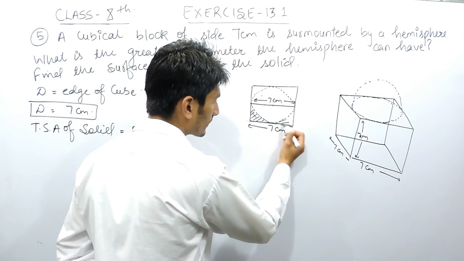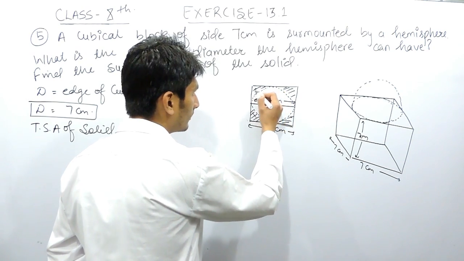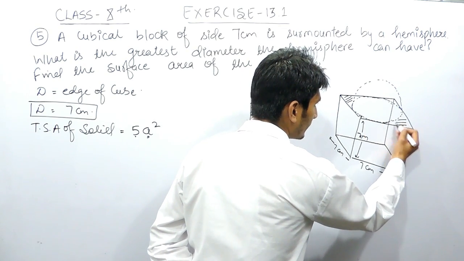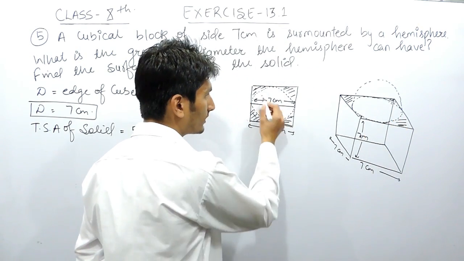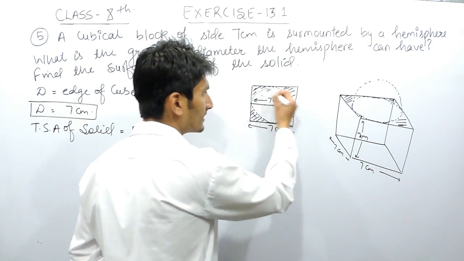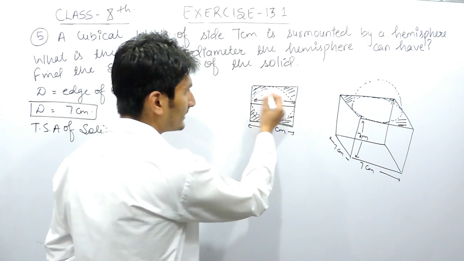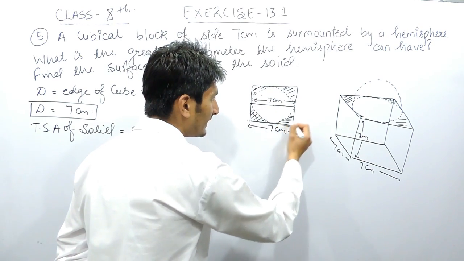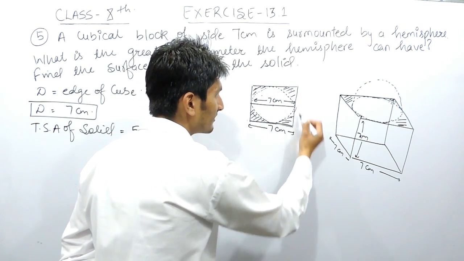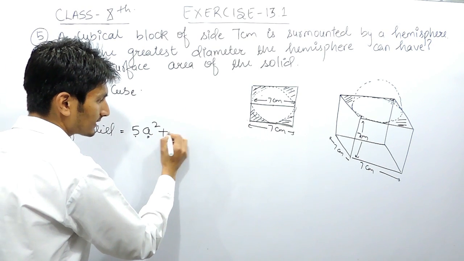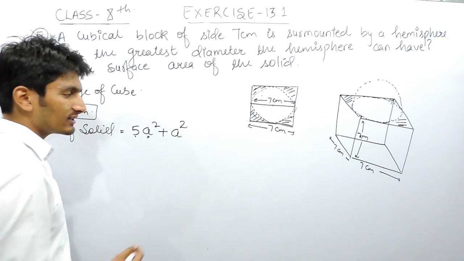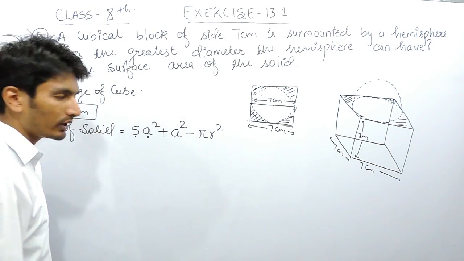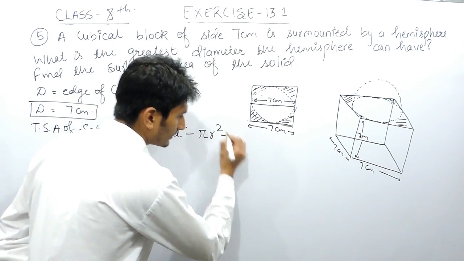But on the 6th face, because a hemisphere is placed, only this remaining area will be visible to us, not this circle, because the hemisphere is placed on it. Now how to find this remaining area? For that we have to subtract the area of this circle from the 6th face. So plus, from the 6th face I have to subtract the area of this circle.